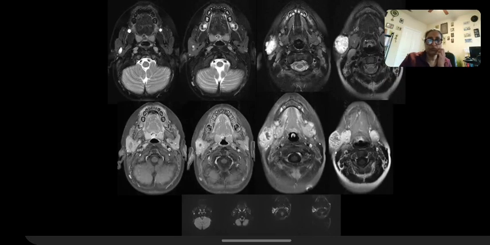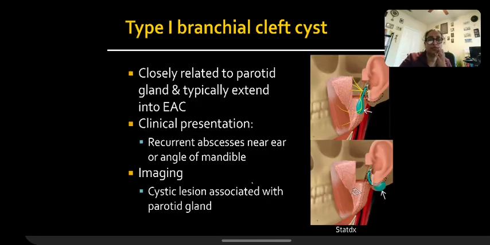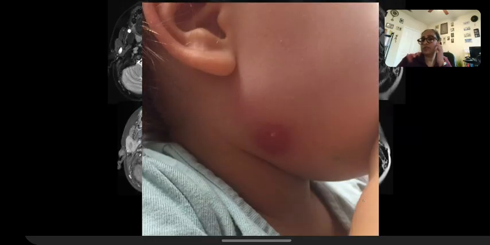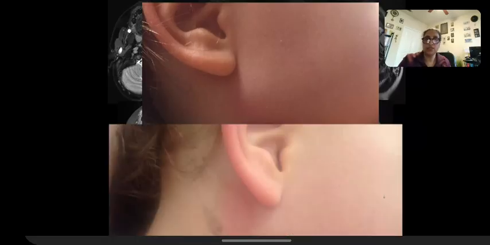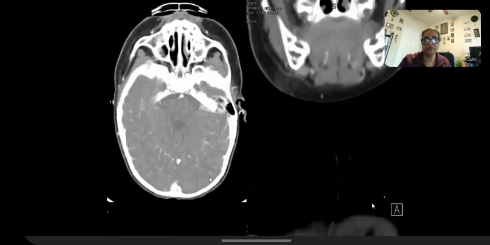The type that we talked about, right? The type, what was it? The type 2, right? I keep getting the type 2. Okay, so this is how it looks. This patient has drained down here to the submandibular region. So it's the same patient's clinical picture.